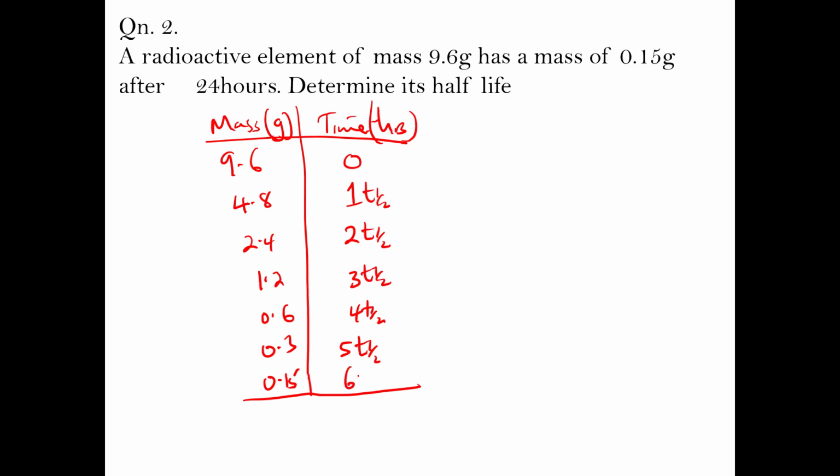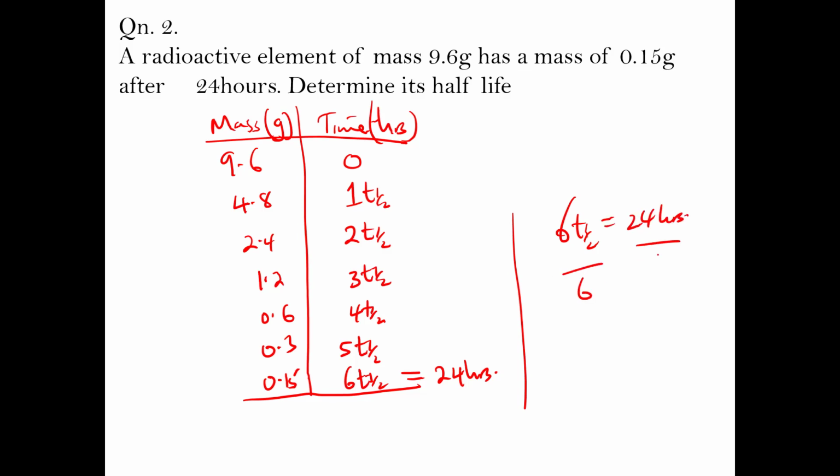So you have 6 half-lives. And this 6 half-life is the same as 24 hours. So we'll simply come and say that 6 t half is equal to 24 hours. Divided by 6 on both sides, we get our half-life as 4 hours. And that is what we do here. So the choice is yours.